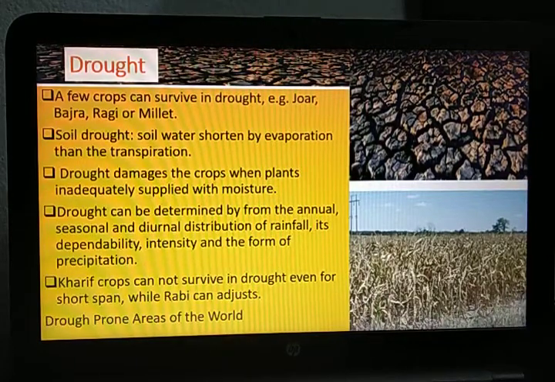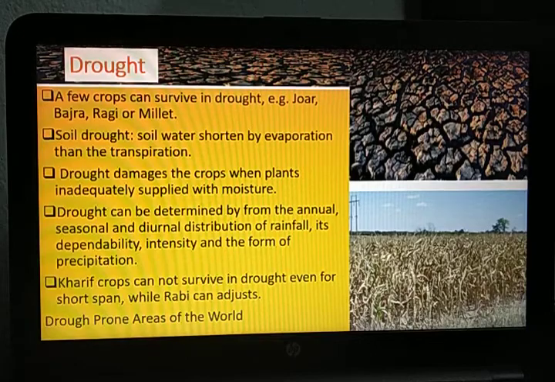Drought. Drought is very dangerous, one of the most evil elements for the growth and development of agriculture. A few crops can survive in drought, like jowar, bajra, ragi or millet. Soil drought: soil water is shortened when evaporation exceeds transpiration. That is called soil drought.